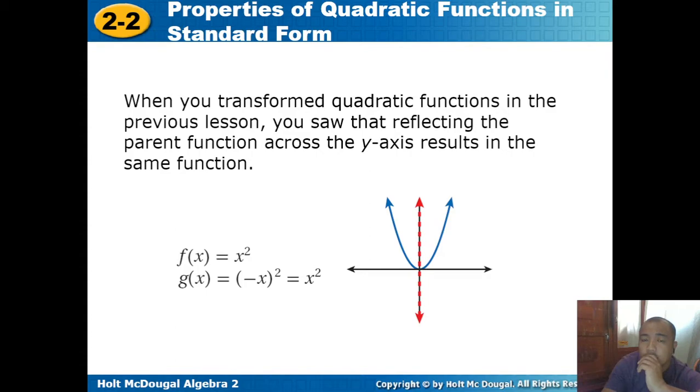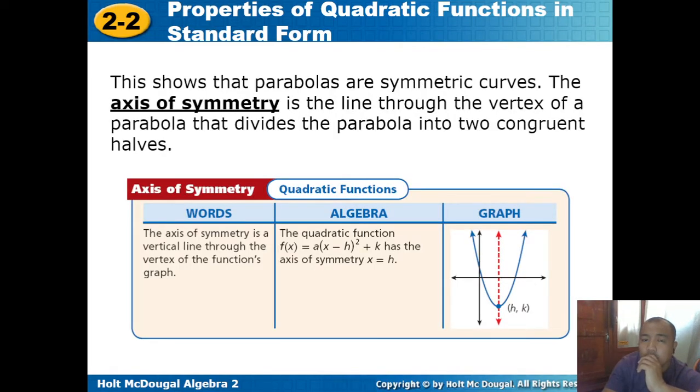When you transformed quadratic functions in the previous lesson, you saw that reflecting the parent function across the y-axis results in the same function. So if f of x equals x squared, then g of x equals (-x) squared, which equals x squared. This shows that parabolas are symmetric curves. The axis of symmetry is the line through the vertex of the parabola that divides the parabola into two congruent halves.